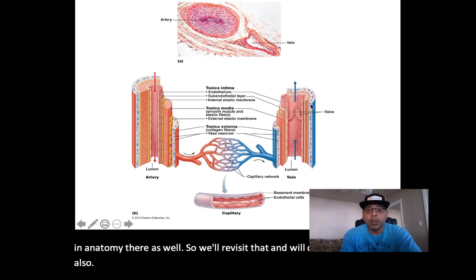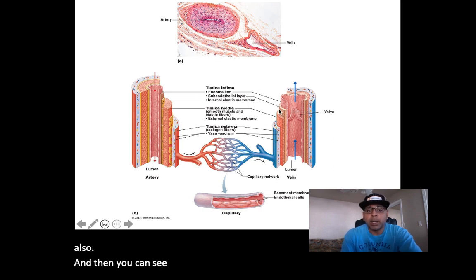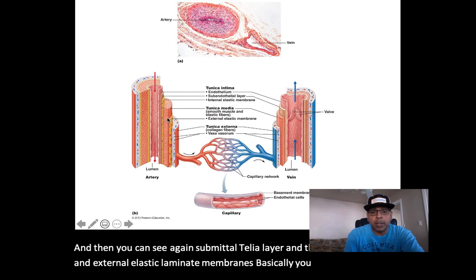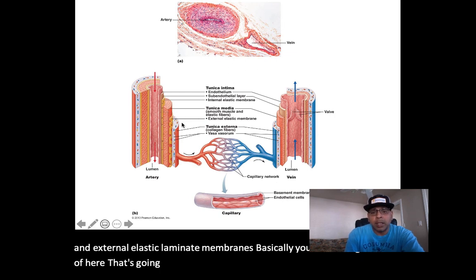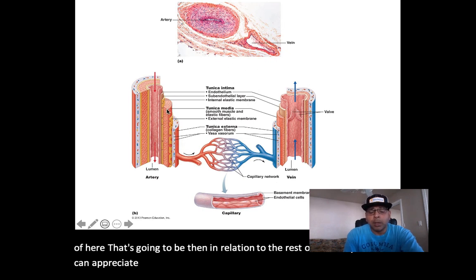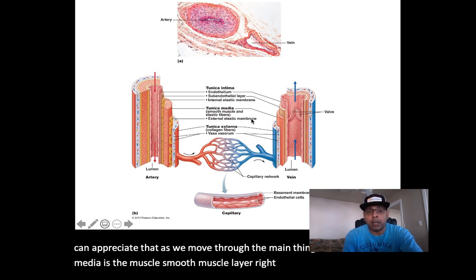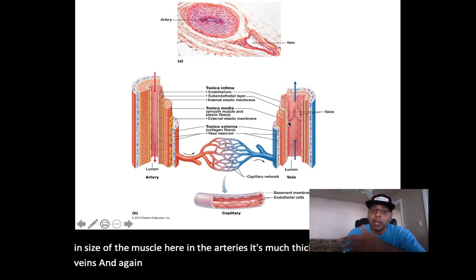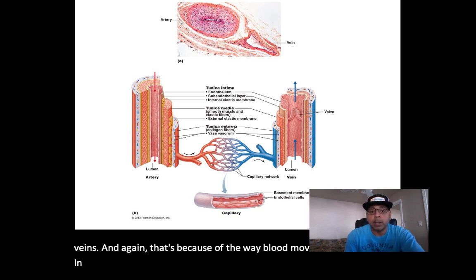And then you can see again the subendothelial layer, and then the internal and external elastic laminae membranes, basically you can see right inside of here. That's going to be in relation to the rest of these layers. You can appreciate that as we move through. The main thing we have in the media is the smooth muscle layer, right? And then look at the difference in size of the muscle here in the arteries. It's much thicker compared to the veins, and again, that's because of the way blood moves in the arteries compared to the veins. And then last, you have the externa, collagen fibers, right?